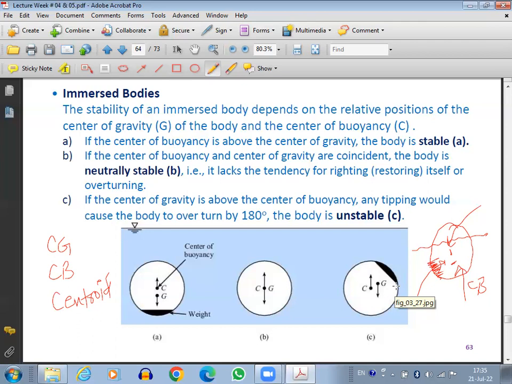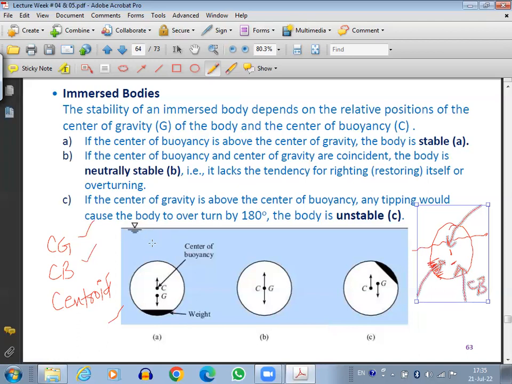And center of buoyancy depends upon the geometric center of the dipped object. So in this sphere, if not the whole sphere is dipped, only the part which is dipped, the center of that part would be the center of buoyancy, where the buoyancy force will act. So anyways, this is center of gravity, center of buoyancy, centroid.